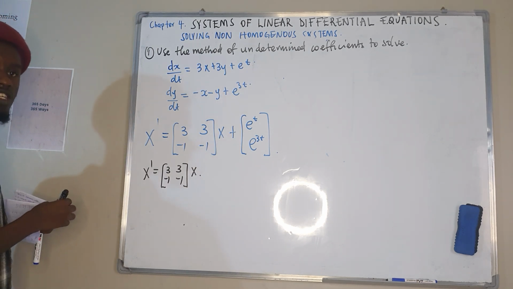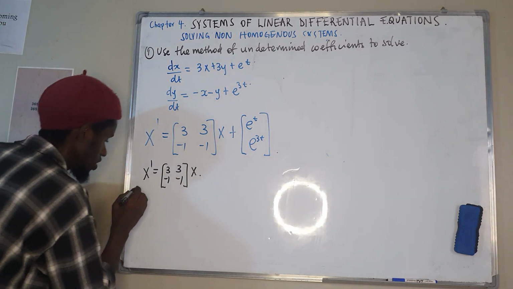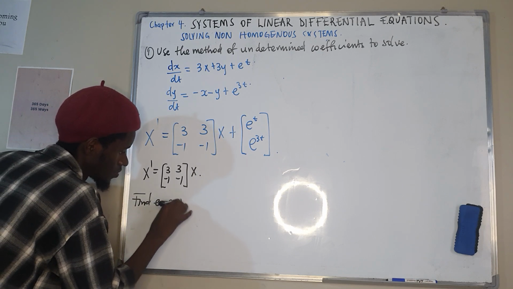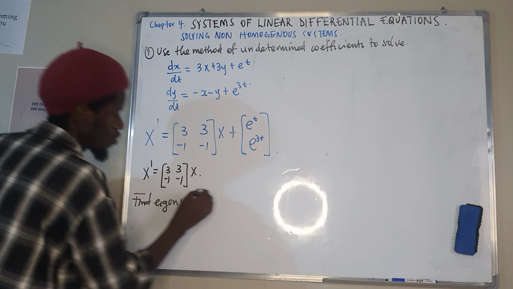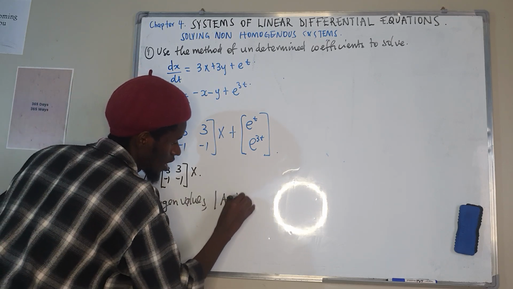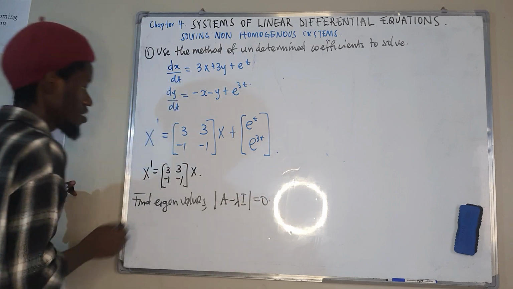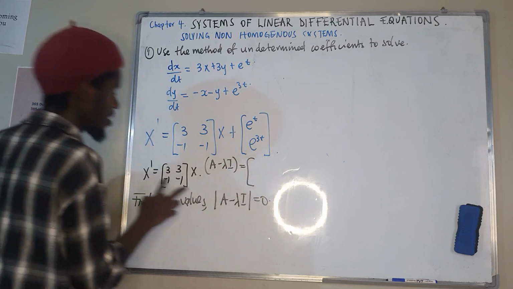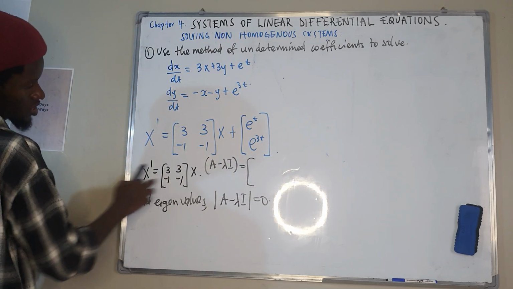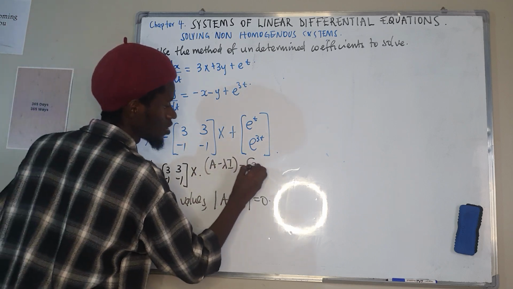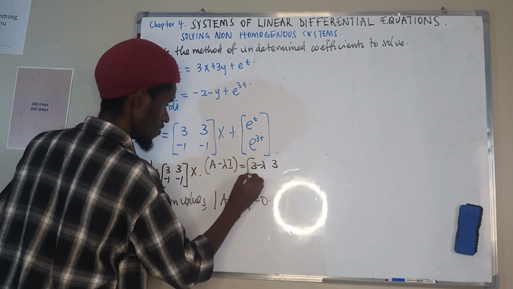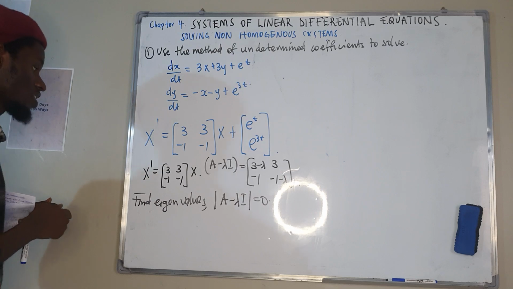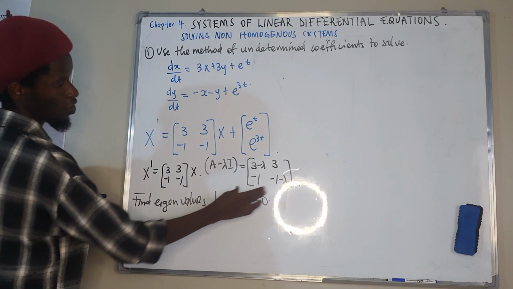Now my first step here is to find the eigenvalues. Step 1, I find the eigenvalues from our equation, the determinant of A minus lambda I equals 0. My A minus lambda I matrix is going to be: my A is 3, 3, negative 1, negative 1, and if I put there minus lambda, I will have 3 minus lambda, then I have a 3 here, then negative 1, then negative 1 minus lambda. Then, for me to find the eigenvalues, I just have to find the determinant of this matrix.